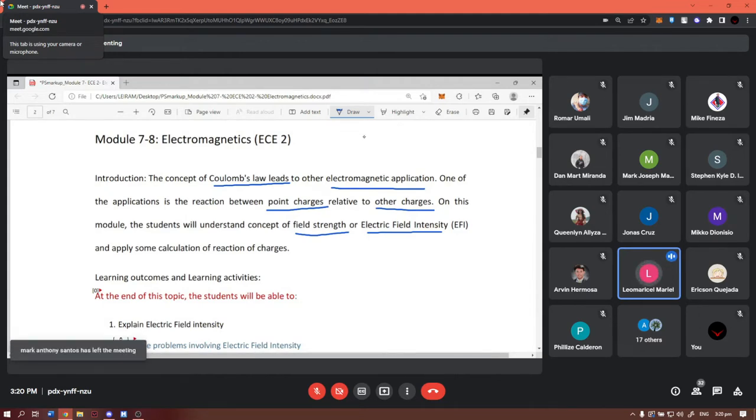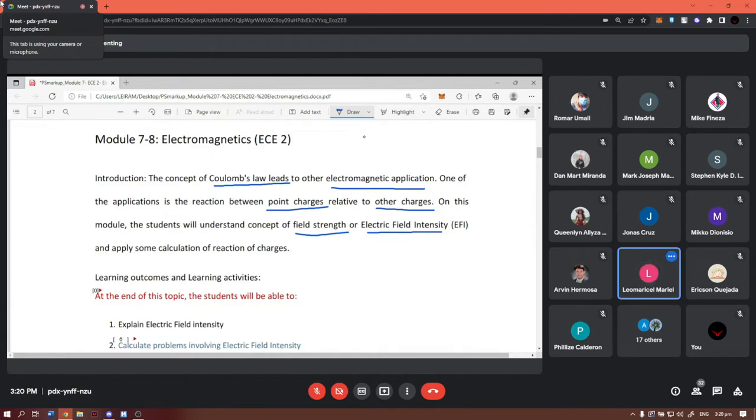Yung isa naman, yung current, yung tinatawag na magnetic field intensity or the H field, that pertains to the current. So, kung maintindihan yung konsepto ng voltage and current, if you multiply the two, there is power. So, ito naman yung tinatawag natin na power density na tinatawag natin sa ating communication.